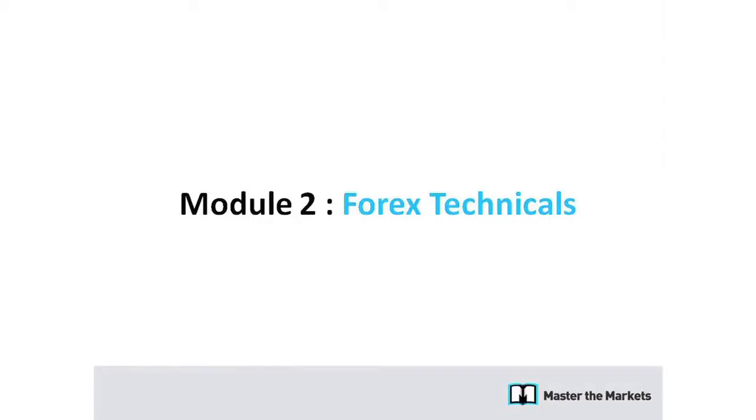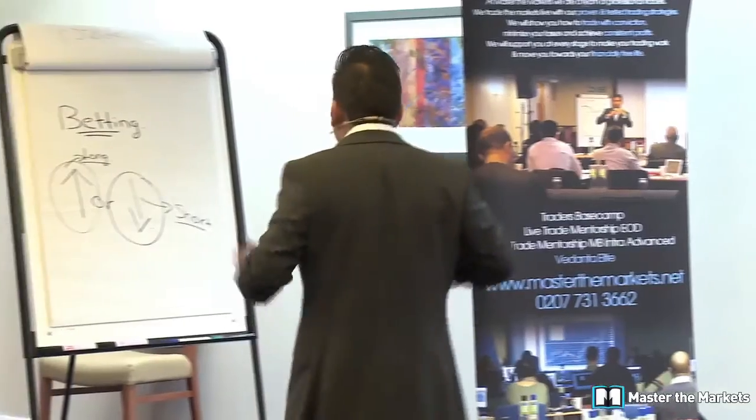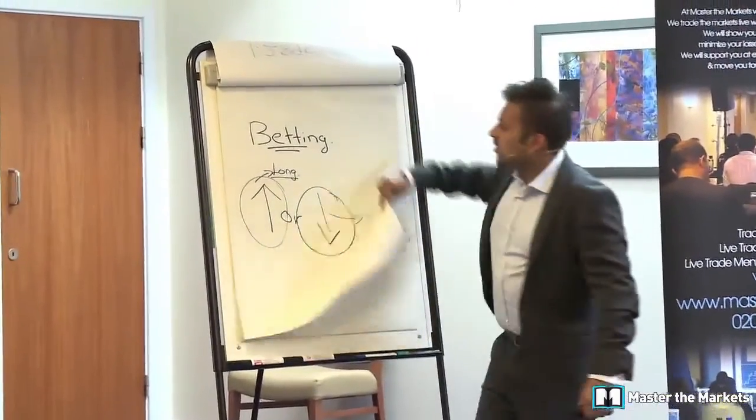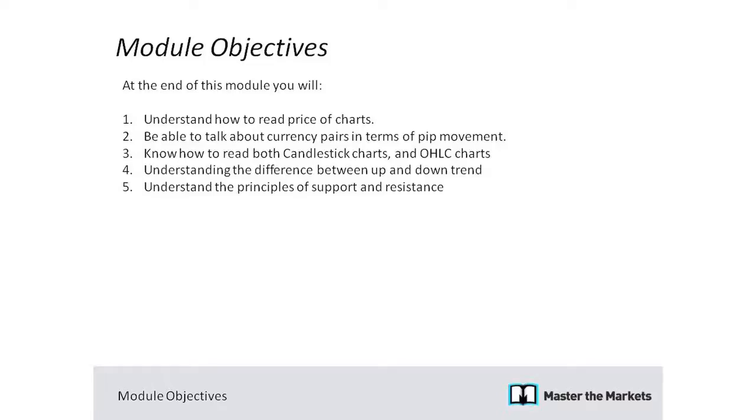Let's talk about technicals. The first module was all about fundamentals, what moves the market, what news releases are, and how things have different effects. The next module is all about the technical aspect behind FX. You're going to understand how to read the price on charts at the end of this module. You've already seen some charts, done some calculations, and done some pips and pricing work. Now you're going to understand how to look at those charts and what they're telling you. You're going to be able to talk about currency pairs in terms of pip movement. We've already done a little bit of this, and you're going to have a stronger understanding.